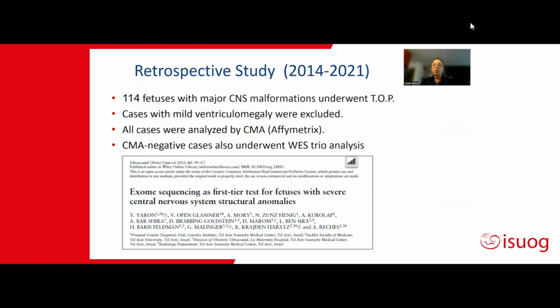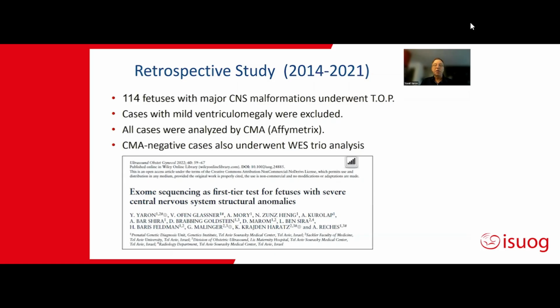So we have been collecting for a long period of time samples from fetuses that have undergone termination of pregnancy due to severe brain abnormalities. And then when next generation sequencing became widely available, we started employing that first on a retrospective basis. So we started off with 114 fetuses that had such severe brain abnormalities that warranted termination of pregnancy, TOP. Cases with mild ventriculomegaly were usually not included because they had not merited such termination.